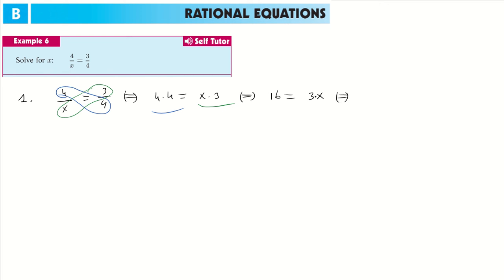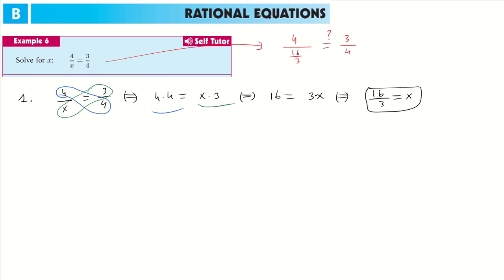I want to get rid of the 3. It's times 3 here. When I move it to the left-hand side, I have to divide by 3. So 16 over 3 should be equal to x, and that's the answer. Okay, I can plug that in to check my answer. 4 over 16 over 3 should be equal to 3 over 4.